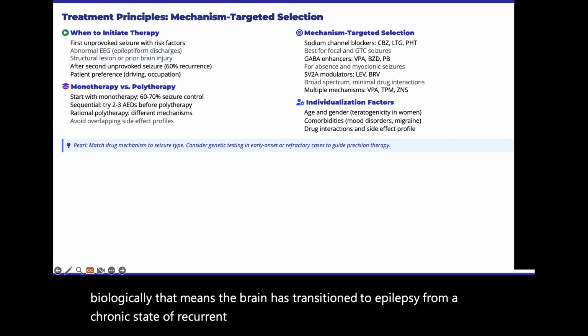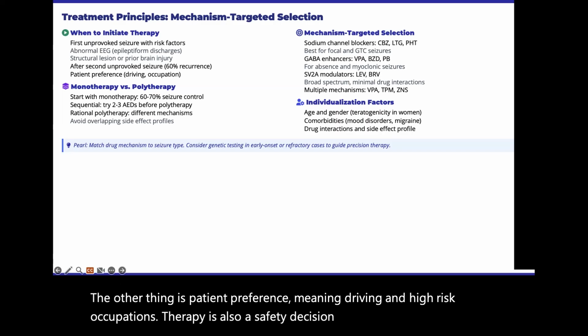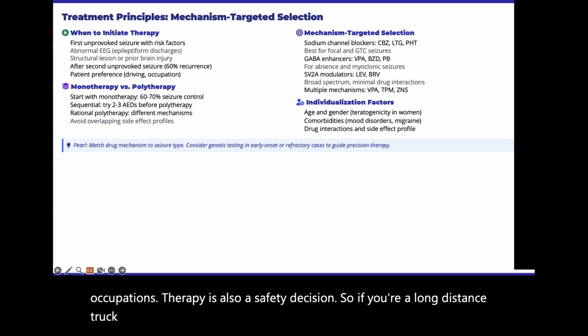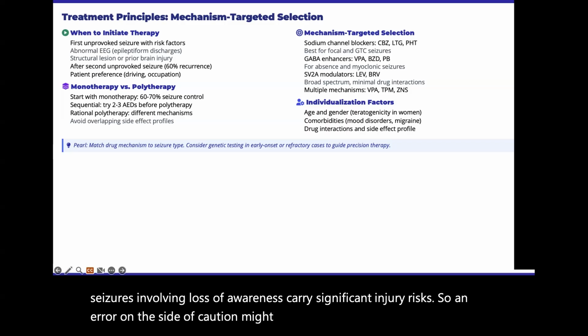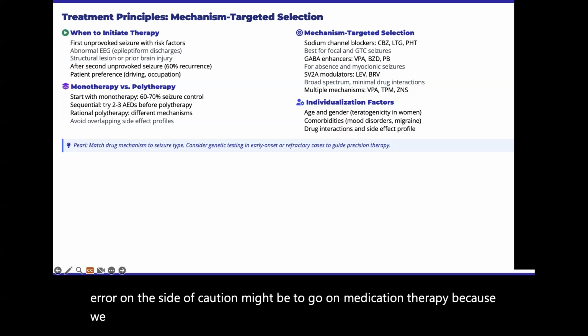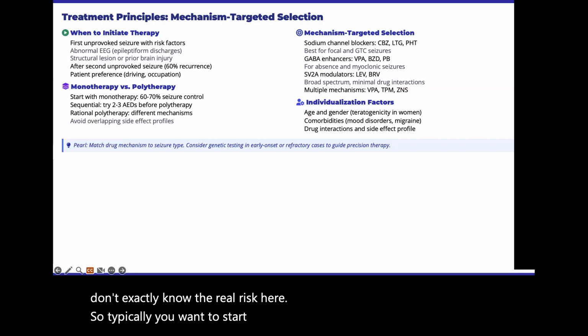The other thing is patient preference, meaning driving and high-risk occupations. Therapy is also a safety decision. If you're a long-distance truck driver or scuba diver or something where lives are in your hands, seizures involving loss of awareness carry significant injury risk. So an error on the side of caution might be to go on medication therapy because we don't exactly know the real risk here. Typically you want to start simple: monotherapy versus polytherapy.